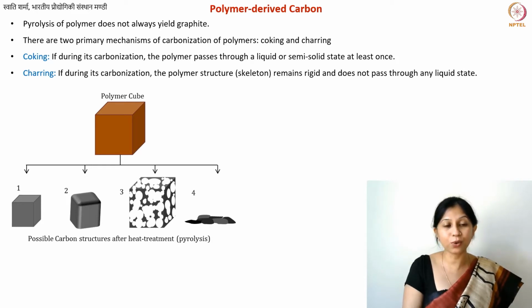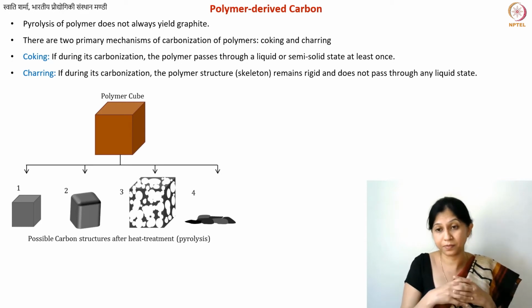Now what did you do? You heated it up to 900. Let's say 900 is the minimum temperature at which you will get any reasonable carbon. Before that, you will have a lot of impurities. So let's say you heat this cube. Now what will happen? Is there just one scenario, or are there more than one scenario? So you are converting it into carbon, but what type of carbon?